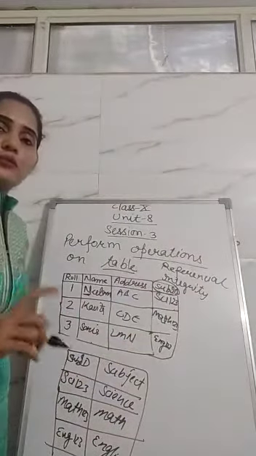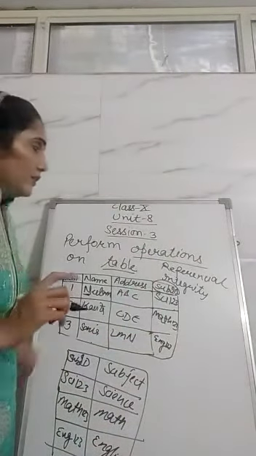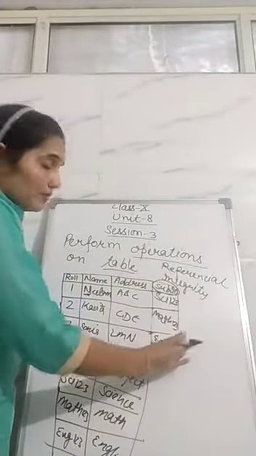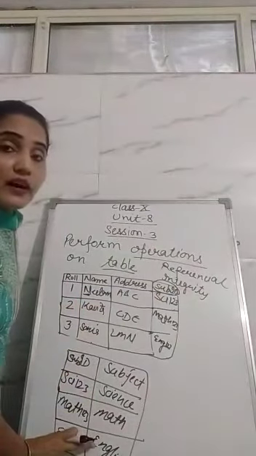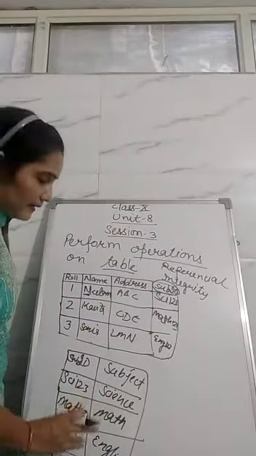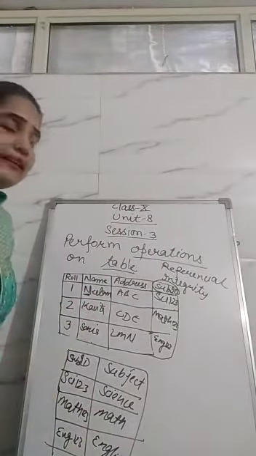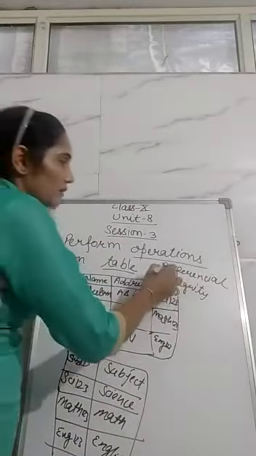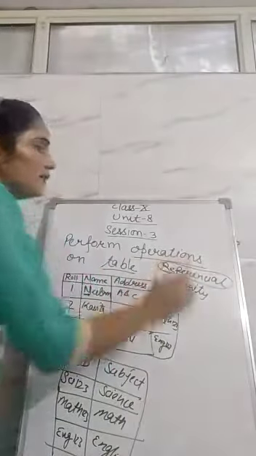Clear, my dear students, the meaning of referential integrity? Referential integrity means one field of a table is linked with another field of a table. That is called referential integrity. It means both tables are integrated, but they are integrated in a referential manner.